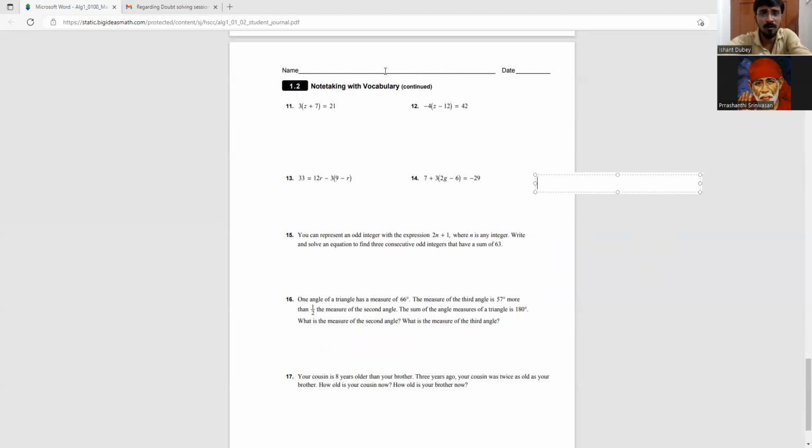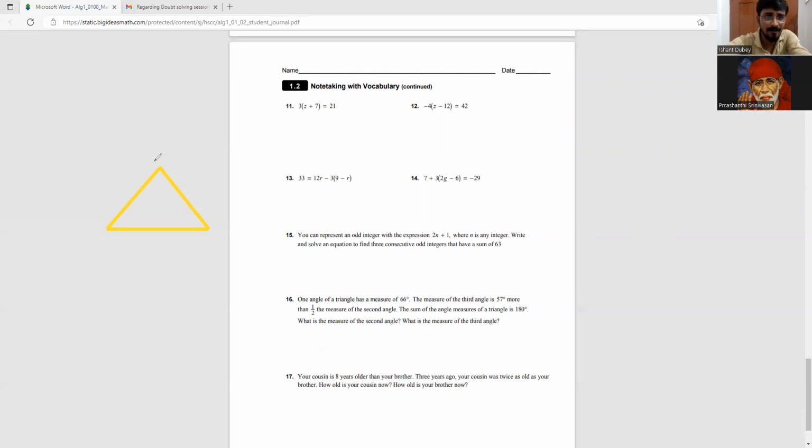Okay. So you know a triangle, right? How many angles will be there? Three angles. Okay, so let me draw it here. Your triangle will be something like this. Can you see that? Yes, sir. So 3 angles will be there. What is given first? It is one angle is 66 degrees.